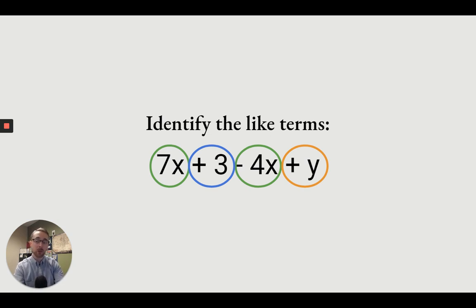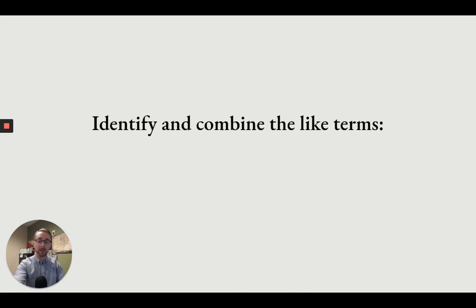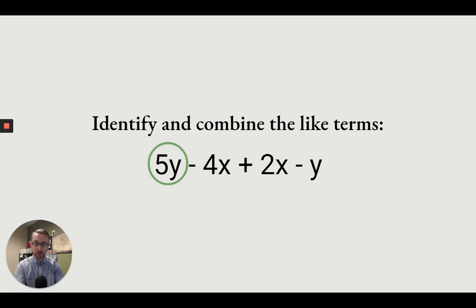So if I was going to be combining like terms here, I could combine 7x and negative 4x. And we'll talk more about that on the next slide. So here I want you to not just identify like terms, but let's go ahead and practice combining them. Once I see two terms that are like, let's try combining them. And again, I'm going to start with the first term on the left, which is 5y.